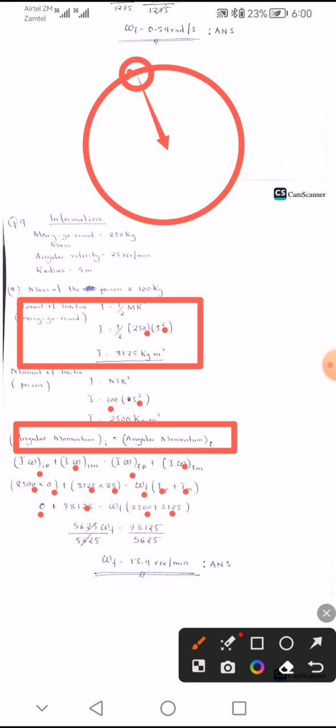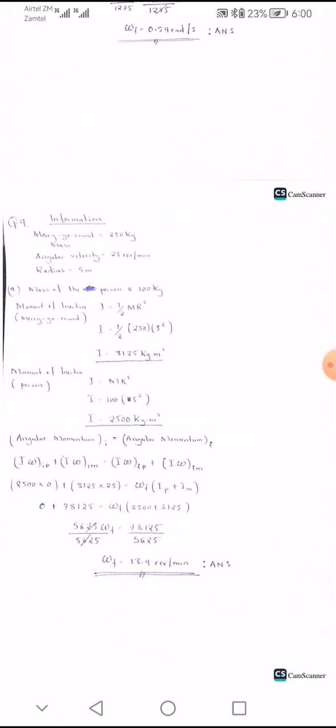That's equal to the other value we have on the other side, which is 78,125. Then we just divide both sides by that value, the 5625, and we end up with this here as our value in revolutions per minute. And that's how we find the final angular speed of this particular system.